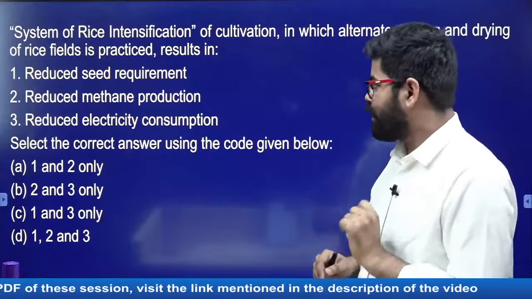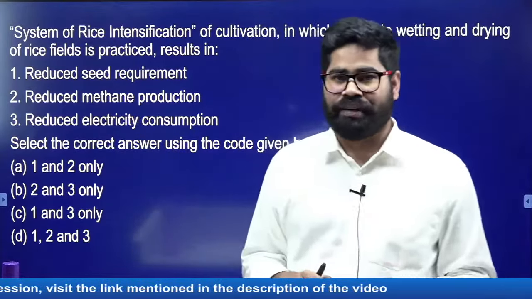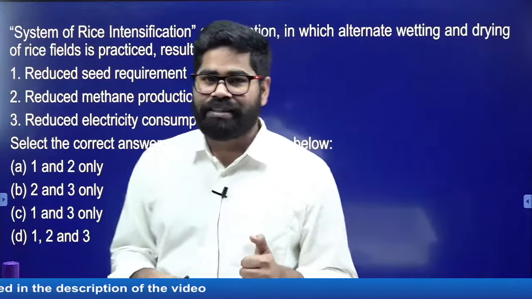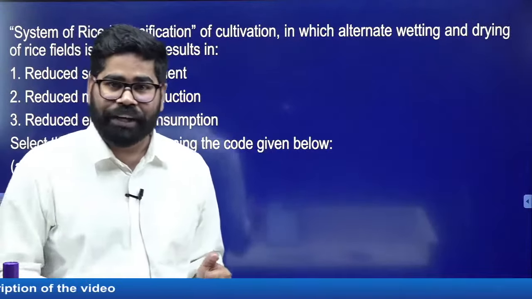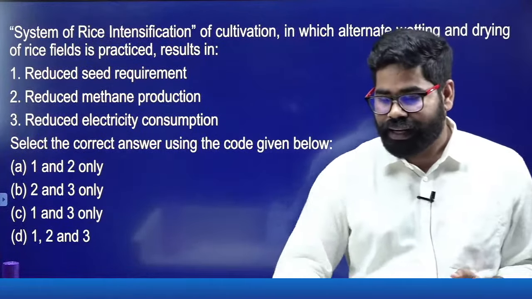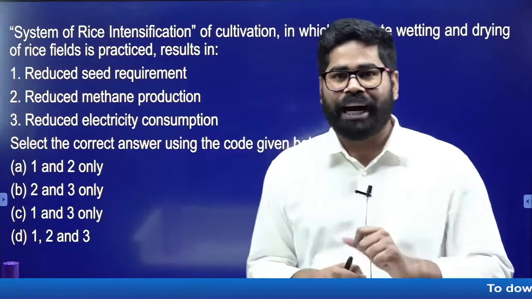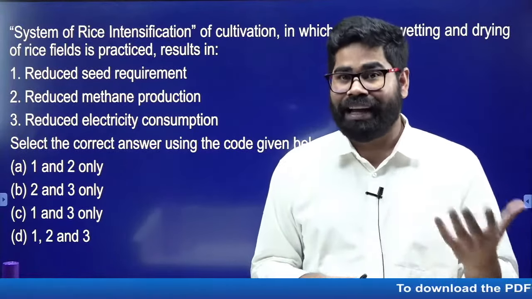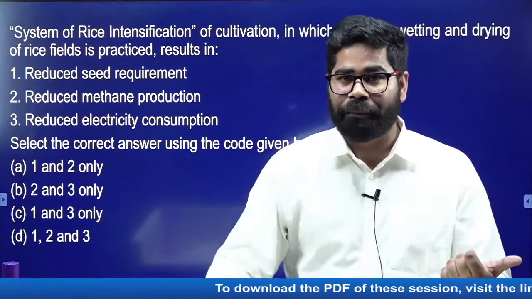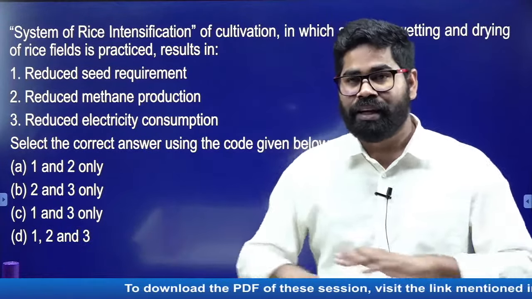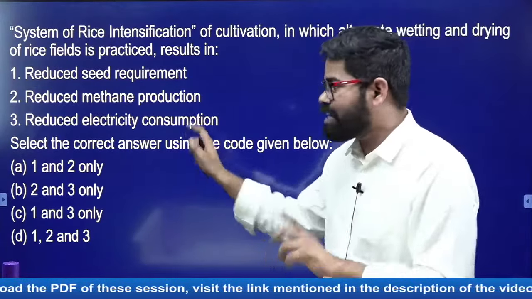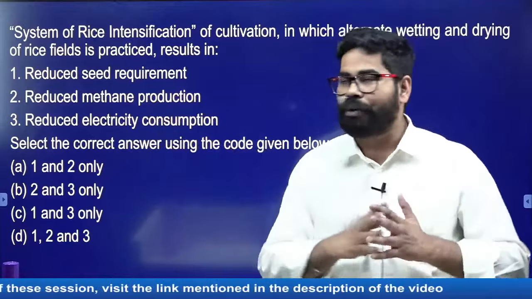Second thing, reduced electricity consumption. Just get the hint from here again. In the rice fields, in order to irrigate the fields, we have to use electricity. So due to that factor, we are using a high amount of electricity. But here there is alternate wet and dry cycle, so we don't have to keep it waterlogged throughout its cultivation period. Now, due to that, again, electricity demand will reduce. So 2 and 3 are going to be correct.